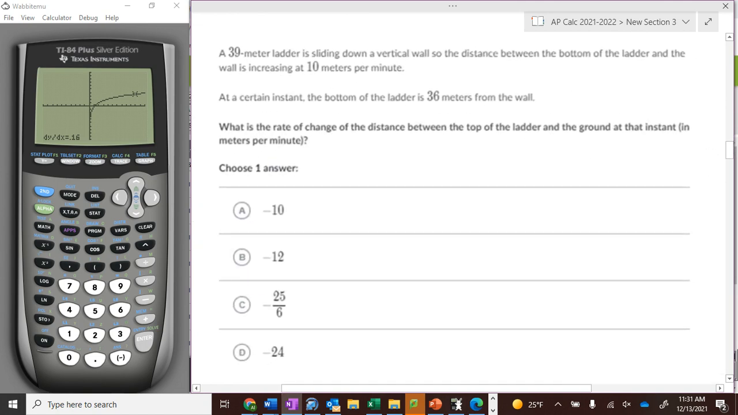All right, a 39-meter ladder sliding down a vertical wall. So the distance between the wall and the bottom of the ladder is increasing at 10 meters per minute. A 39-meter ladder? Do you know how long of a freaking ladder that is?